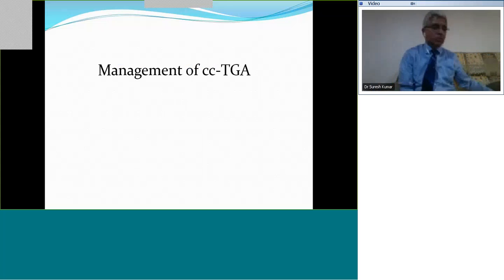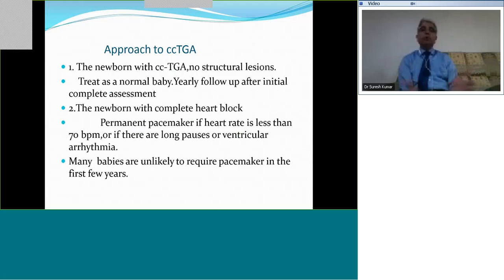Now, how do we manage corrected transposition? Our approach to corrected transposition will depend on how the condition presents. Think of the newborn with congenitally corrected transposition. There is no structural lesion. Leave the baby alone, treat as a normal baby, and after the initial assessment, you can see them once in a year and look particularly for complete heart block.